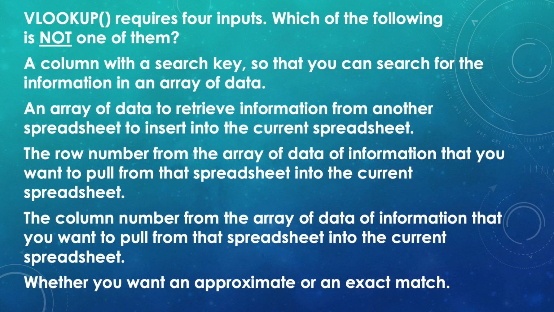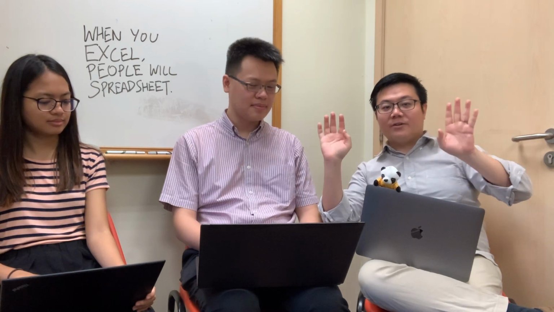So let's move on to the next question, section number 5, which is on VLOOKUP part 1. This question was actually very well done, but some people got it wrong. They selected a column with a search key so that you can search for information in an array of data. Now this is very important to put in your VLOOKUP, because if you don't have this input, how is VLOOKUP going to find the corresponding information in the other data set? Every time you have two spreadsheets and you want to merge them using VLOOKUP, it's always important to ask yourself which column has unique identifiers that appears in both spreadsheets, the common column with unique identifiers, alright?